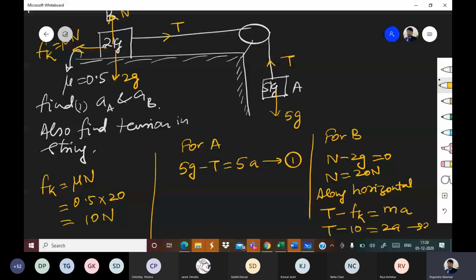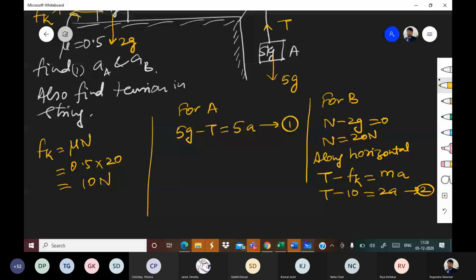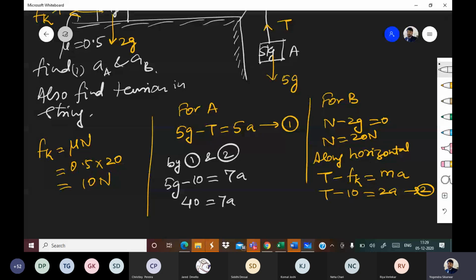So if you solve 1 and 2, I am adding these two. So 5G minus 10 is equal to 7A. So 40 is equal to 7A. A will be 40 by 7. So acceleration comes out to be 40 by 7. There is no doubt about it.